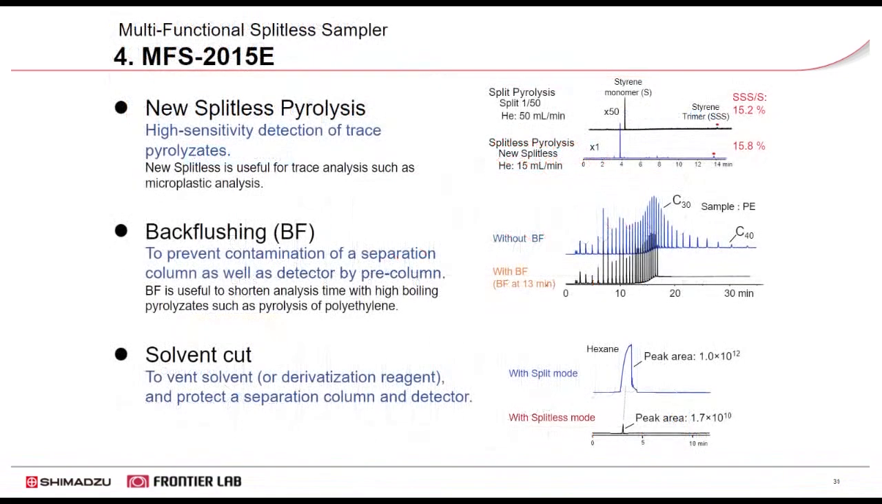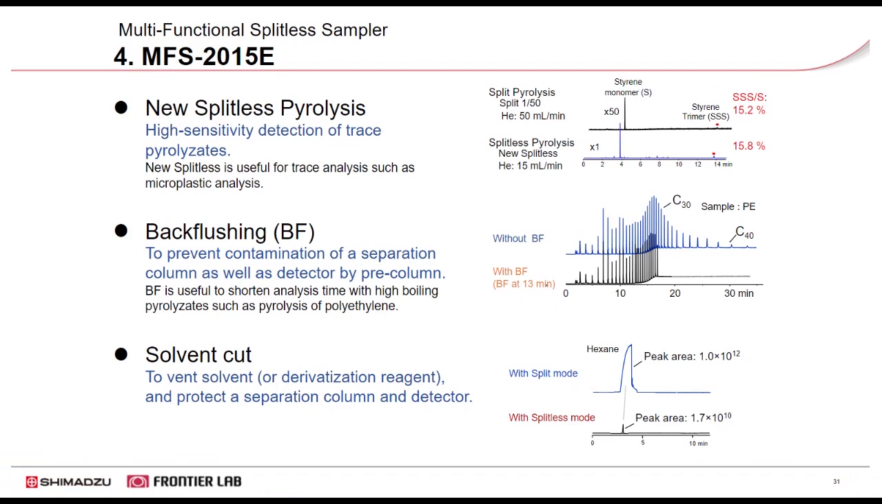So the last accessory we're going to talk about today is the multifunctional splitless sampler that allows you to perform the new splitless pyrolysis, backflush, solvent cut, and also improve the peak separation. So in a normal splitless pyrolysis, the low helium flow rate can cause secondary reactions that greatly change the pyrogram profile. With the new splitless pyrolysis using the multifunctional splitless sampler, a higher helium flow rate reduces those secondary reactions and increases sensitivity by about 50 times compared to the split of 1 to 50 pyrolysis.